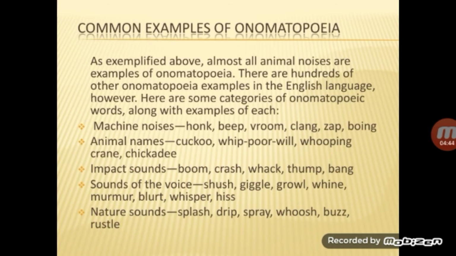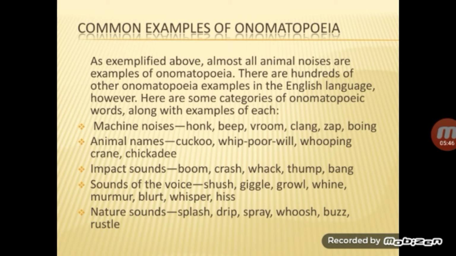We have seen the examples from literature. Now, here are some common examples of onomatopoeia from day-to-day language. As exemplified above, almost all animal noises are examples of onomatopoeia. There are hundreds of other onomatopoeia examples in the English language, however. Here are some categories of onomatopoeic words along with examples of each.